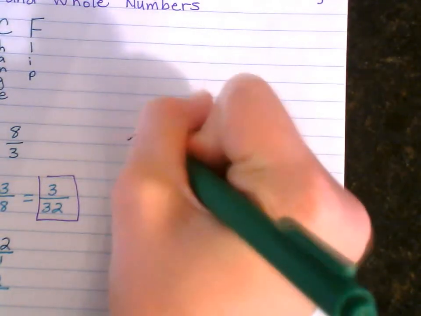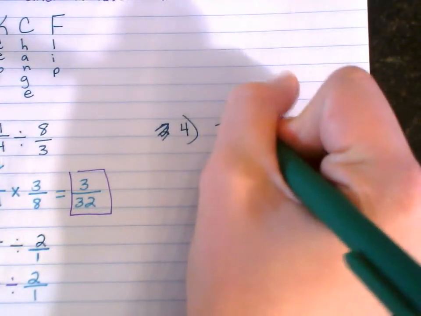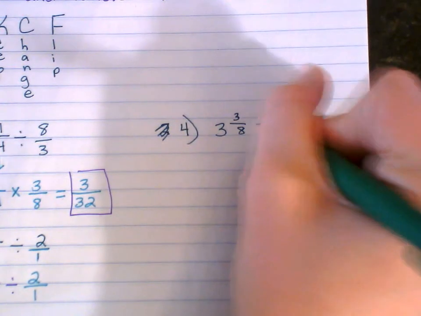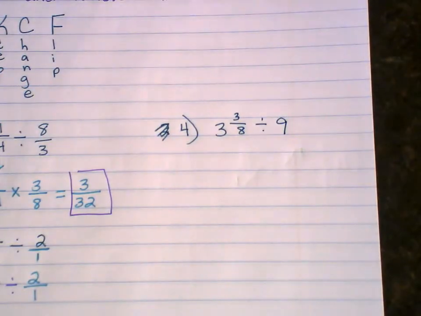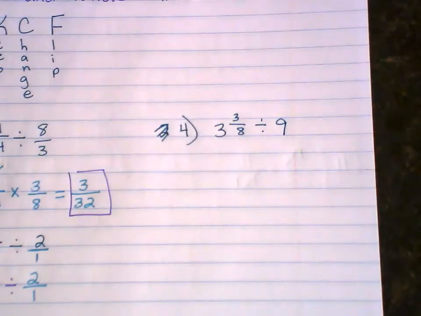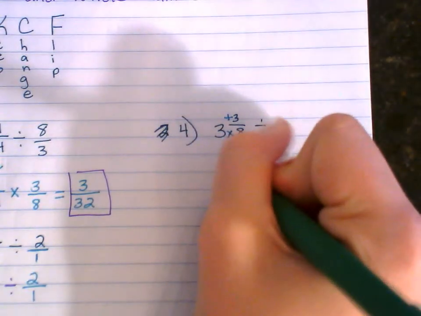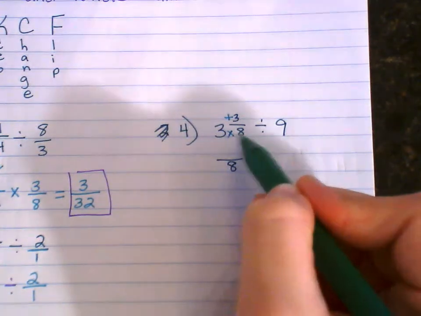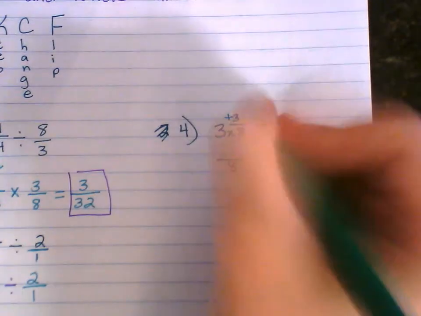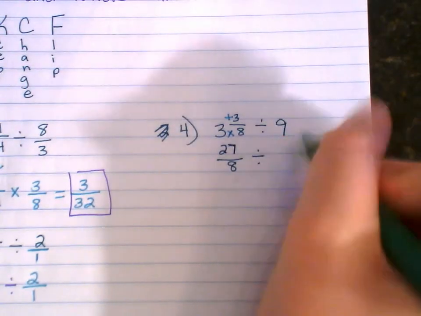Now, when you have mixed numbers, such as 3 3/8 divided by 9. Okay, guys, with mixed numbers and whole numbers, when there's fractions in there, just make them improper fractions. So, remember you multiply and then add. So you keep the same denominator, keep that 8. 8 times 3 is 24, plus 3 more, 25, 26, 27. So 27/8 divided by 9.